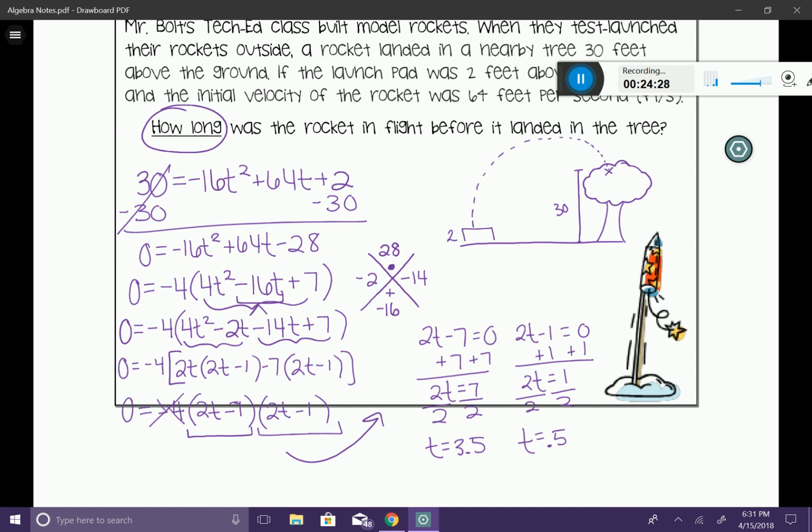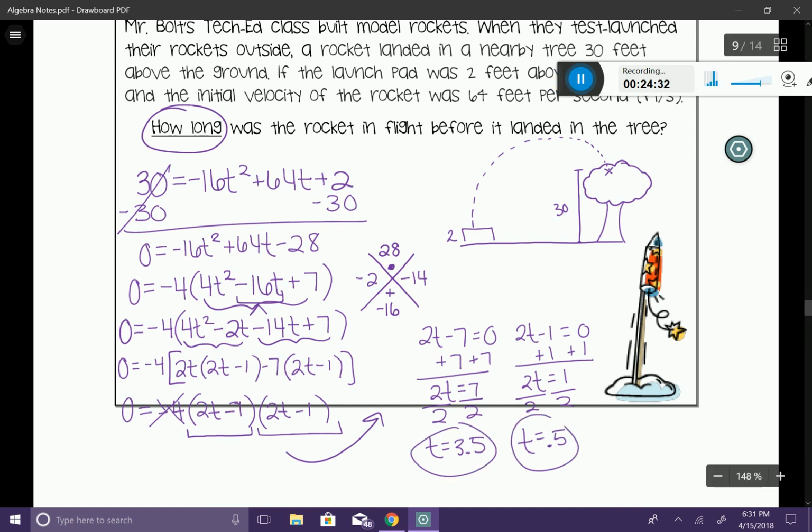Now the question is, which one is correct? Because I have 2. Well, again, just like the previous problem, we have 2 locations where it reaches 30. The first one is going to be the other side, so this is going to be the one that doesn't take as long. This is going to be that t is equal to 0.5 seconds. The second one, where it comes down and lands in a tree, and the word lands is a big giveaway because it's coming down from the parabola, is going to be when t is equal to 3.5 seconds. So technically the answer to this particular question, how long was the rocket in flight before it landed in the tree, is t is equal to 3.5 seconds.